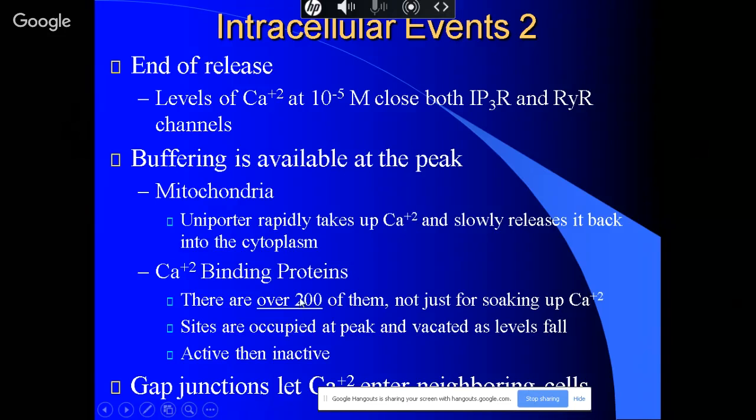You also have, in the average neuron, over 200 calcium binding proteins. Now, I wouldn't want you to think of a calcium binding protein as a calcium sponge. Clean up this mess, okay? They're all activated by the calcium.